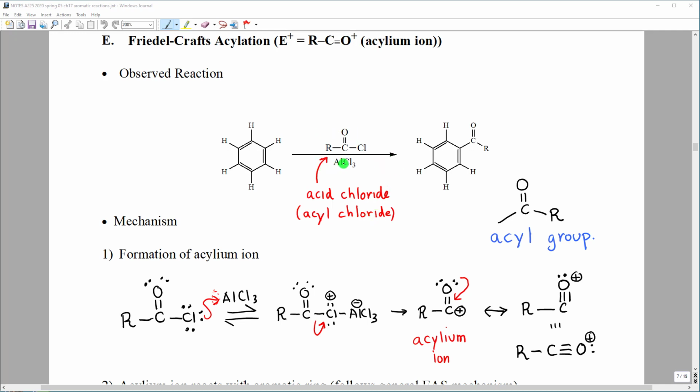We're going to put in a Lewis acid. At the end of the reaction, we will see that the chlorine has been removed. This piece right here, RC double bond O, will be attached to the benzene ring.